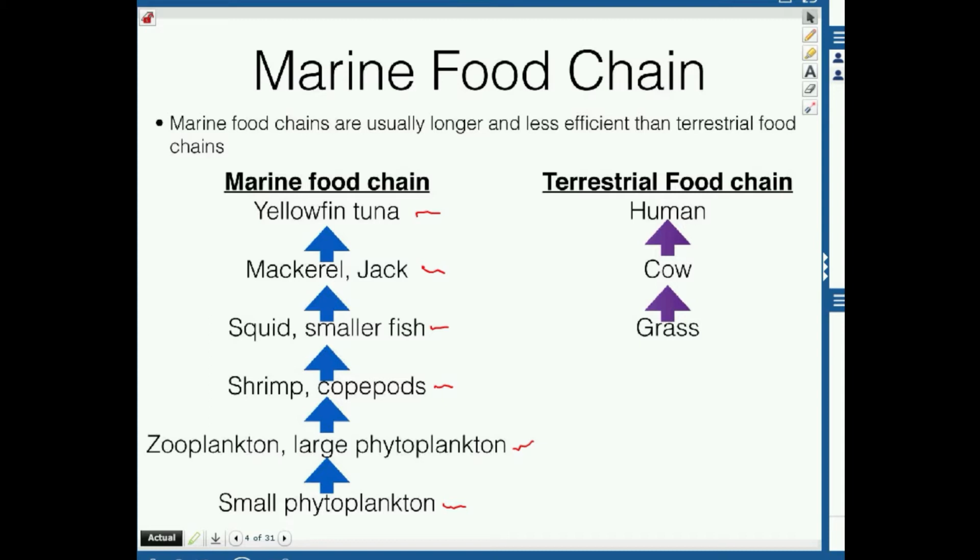10% gets transferred to the next, so if you've got like 1 million kilograms of biomass here, you'd have 100,000. Here you'd have 10,000. Here you'd have 1,000, 100, 10. Okay, so because there's so much plankton, you can have those higher food chains. Where here, you'd have so much grass to eat, to transfer to the cow. Sometimes you can have one more level in terrestrial ecosystems, but you're not going to have such a long food chain like you could in the marine environment.